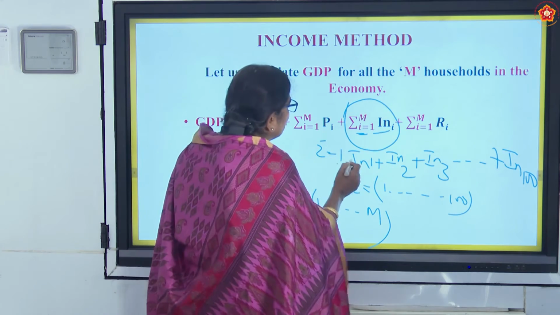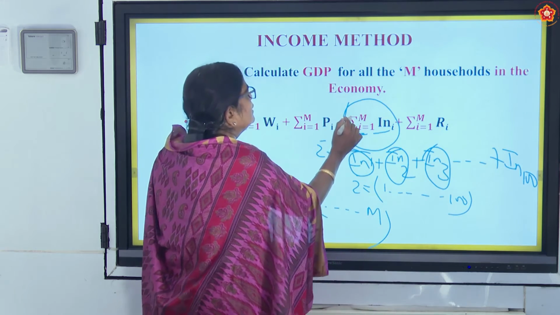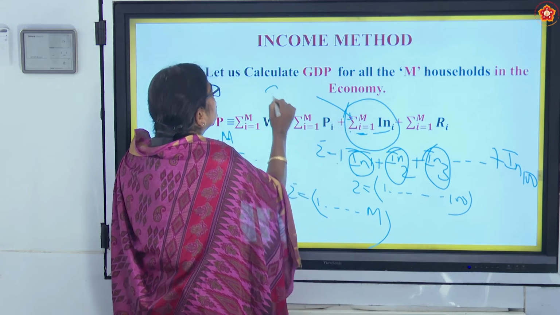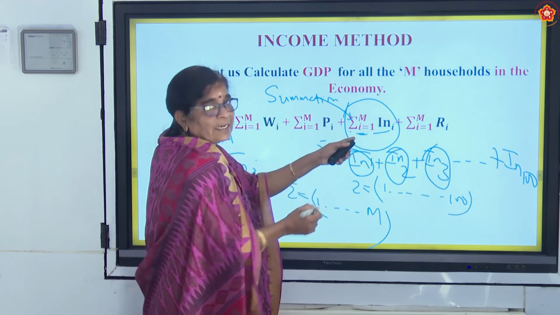You add all the interest, IN1, IN2, IN3. Adding is shown by this notation, summation. Summation is denoted like this.